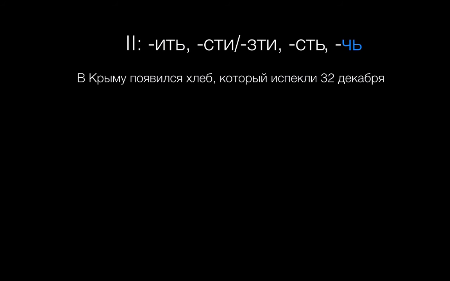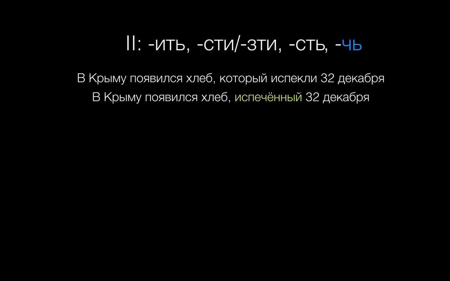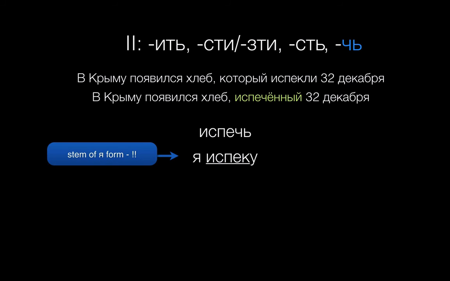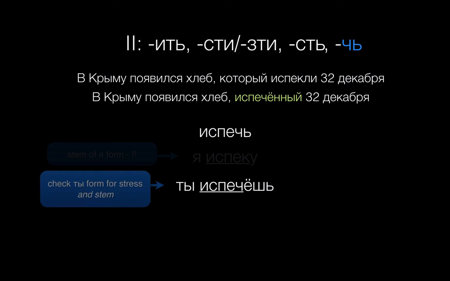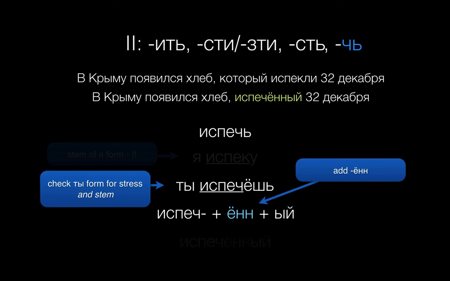Here's an example. В Крыму появился хлеб, который испекли 32 декабря. Actually, the original article had this phrase with the participle. В Крыму появился хлеб, испеченный 32 декабря. We normally start with the я form, but again, since these are a special case, let's not worry about the я form for these. We'll just check the ты form for the stress, and we'll take that stem, add -ён with an ending to get испеченный.